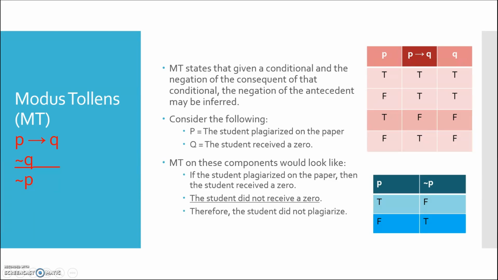So, consider the following. Using the same variables, we could say if the student plagiarized on the paper, then the student received a 0. The student did not receive a 0, therefore the student did not plagiarize.